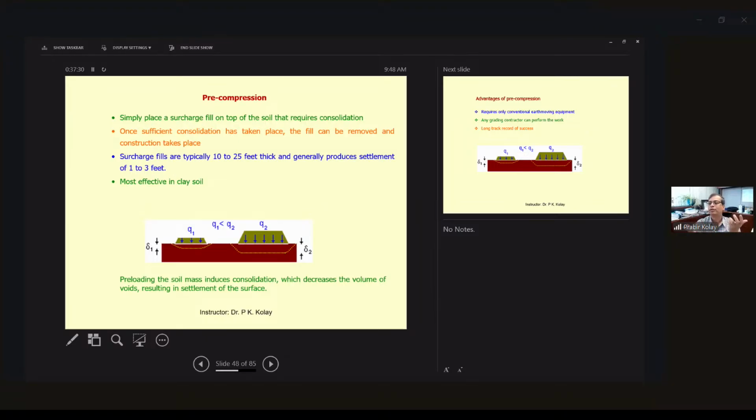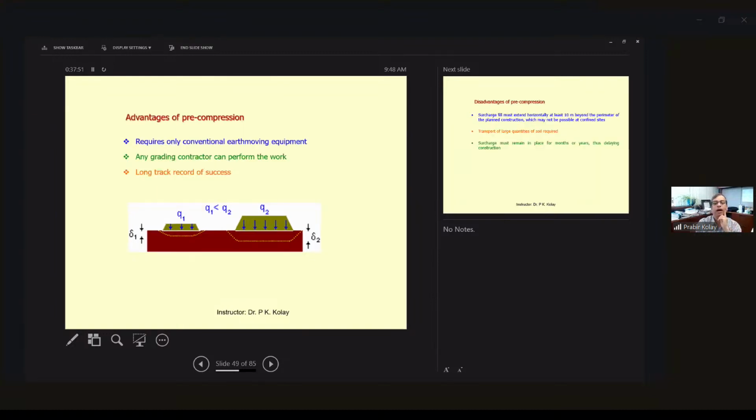Consolidation is expulsion of water from the soil sample. When the consolidation is done, there is no water pressure. So then remove the load. Also, you can measure the settlement plate, find out the settlement below the heap of the soil. So when the settlement is almost constant and stable, then you just remove that load and do your actual construction.